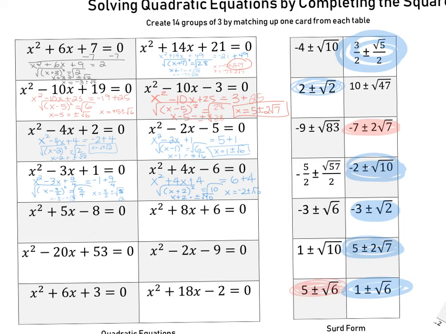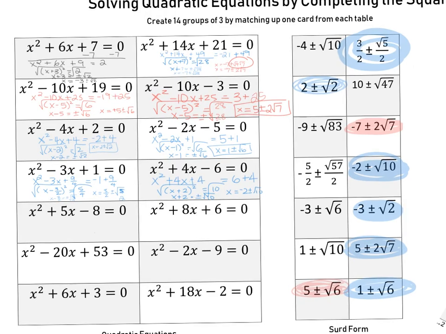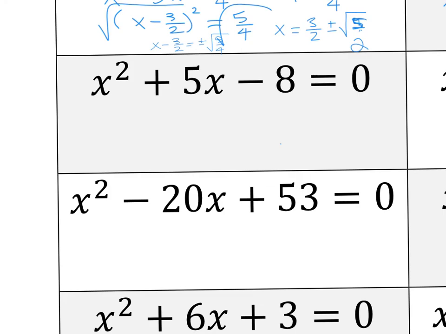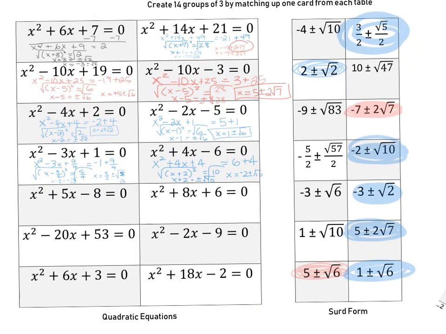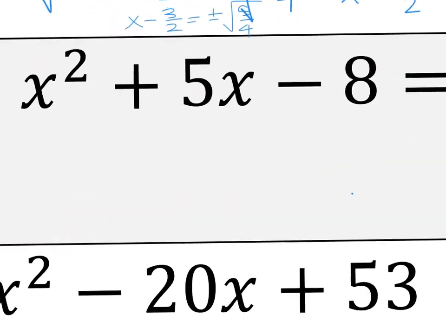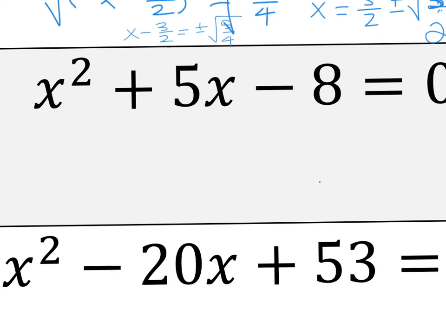Okay, this has got to be the next one that gives me that fraction. So I bet that 57 over 2 is going to be our ugly answer. Let's see. So x squared plus 5x equals 8. So half of 5 is 5 over 2, and 5 over 2 squared is 6.25, or 25 over 4.